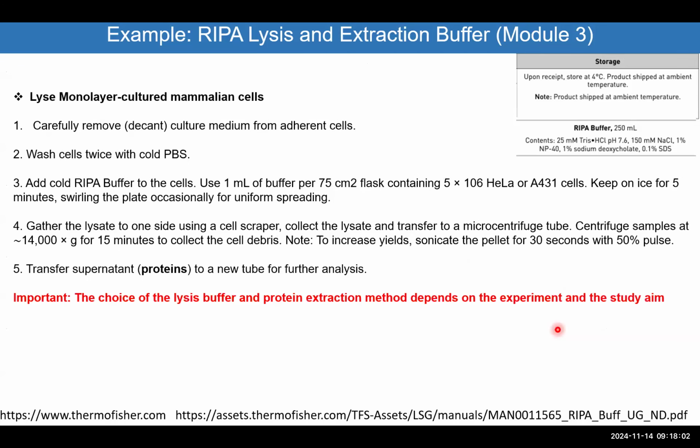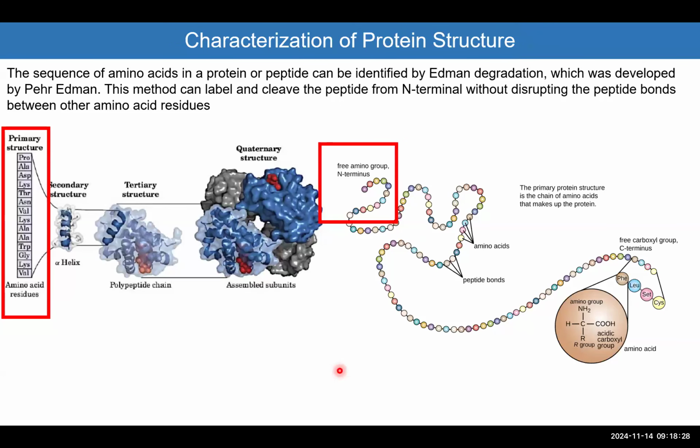And these slides already discussed that for you, and the example I mentioned before, how to use the cells and how you can collect your cells in RIPA buffer. This note here is to remind you that the choice of this lysis buffer and protein extraction method depends on which experiment you're doing and what the aim of the study is. Okay, so what's next?